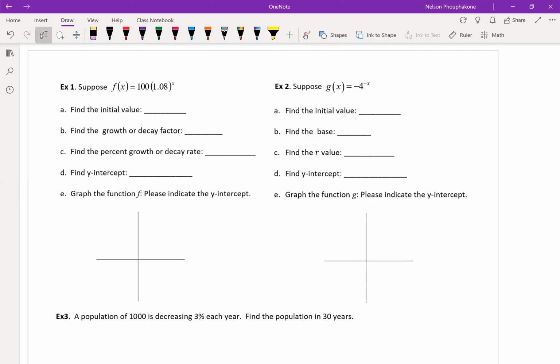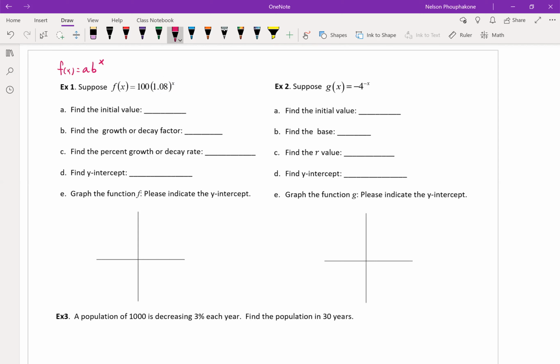So for this one right here, f of x equal to 100 times 1.08 raised to the power of x. Now, remember, we cannot multiply 100 by 1.08 right away. The reason is we have to follow the order of operations. We have to take care of the power first before the multiplication, right? So make sure that you do not multiply 100 by 1.08. What I would like to do here is write down f of x equal to a times b to the x.